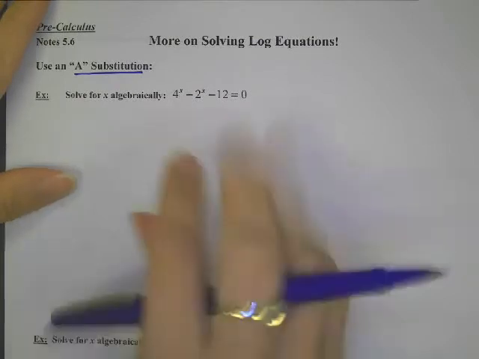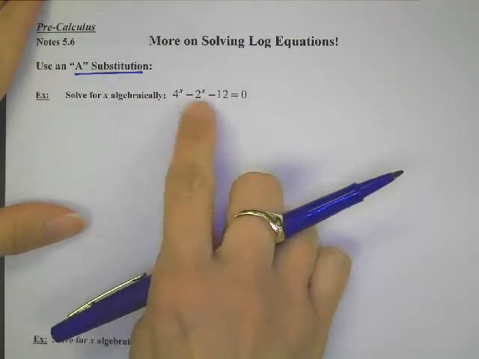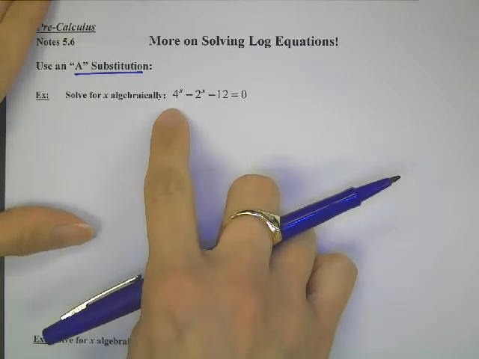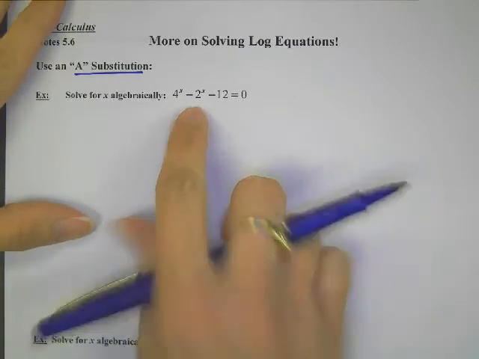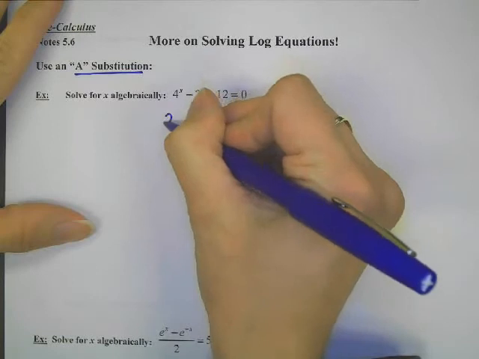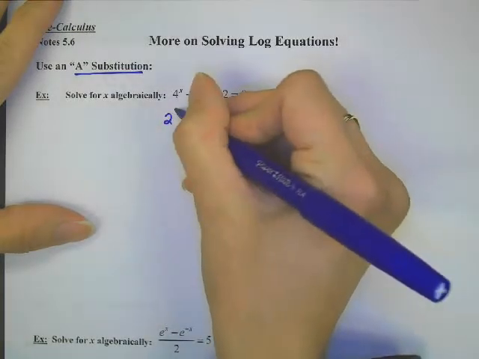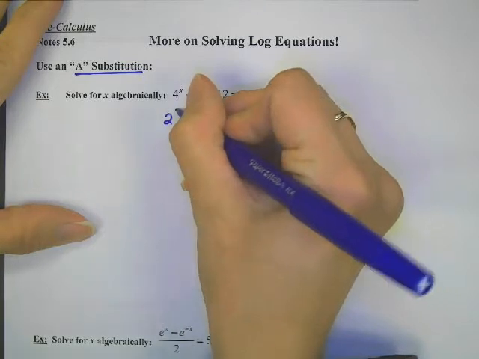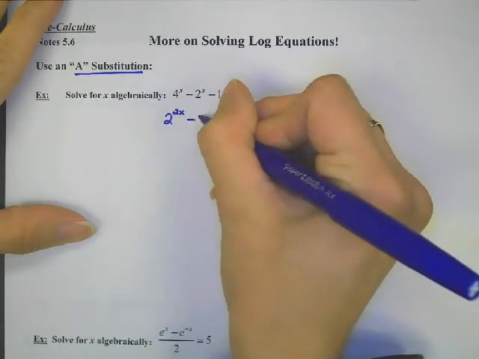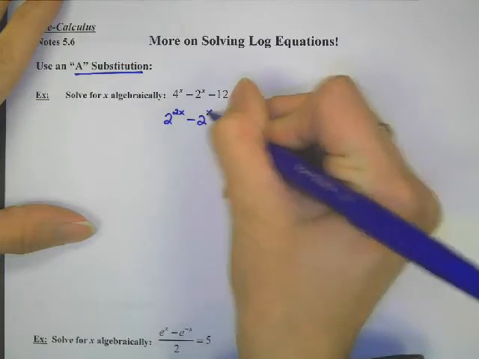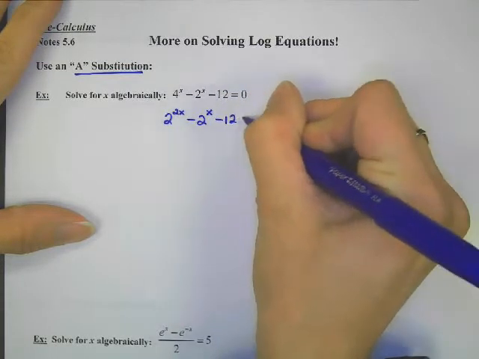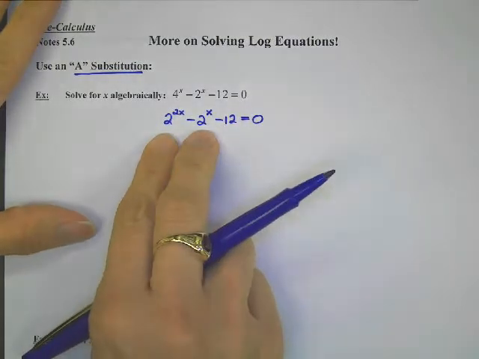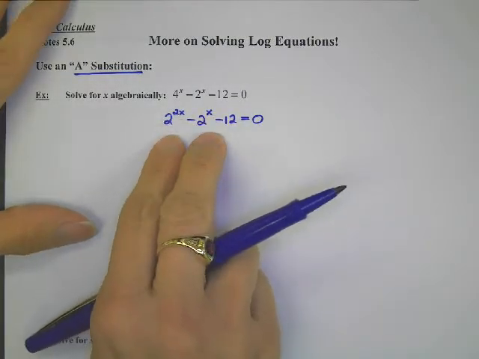So first of all, let's look at this equation. We're solving for x. Cannot add these like terms, but I could make some common bases if I change everything to a 2. So let's say that this is 2 to the power of 2x minus 2 to the x minus 12 equals 0. Now we can't add these because their exponents are different.